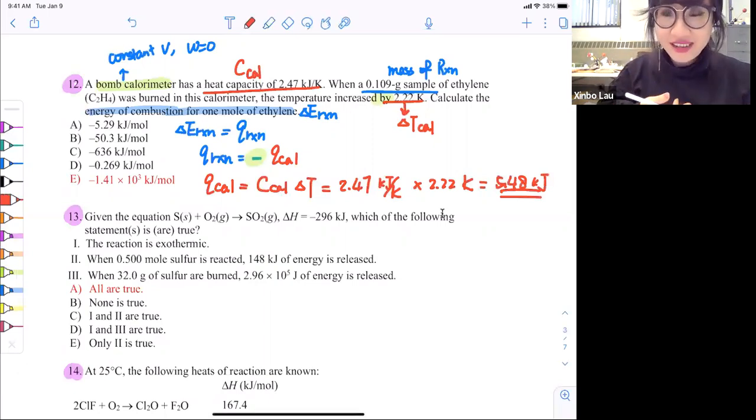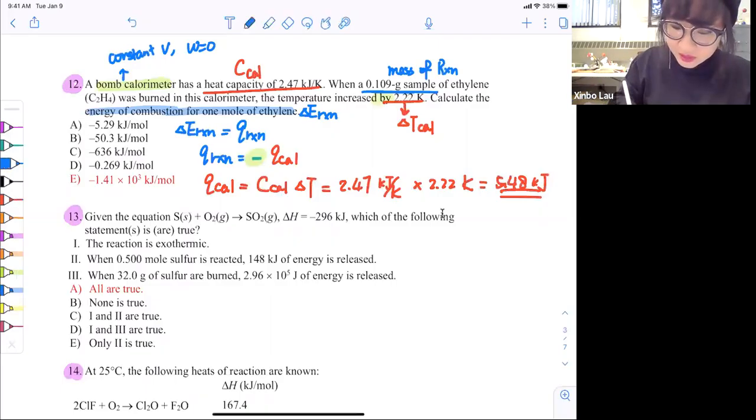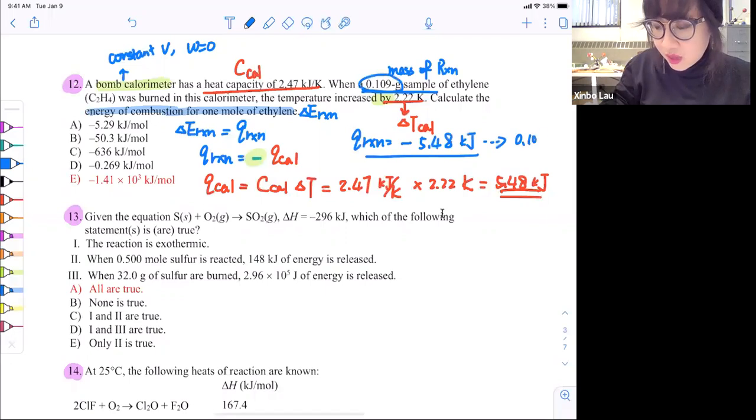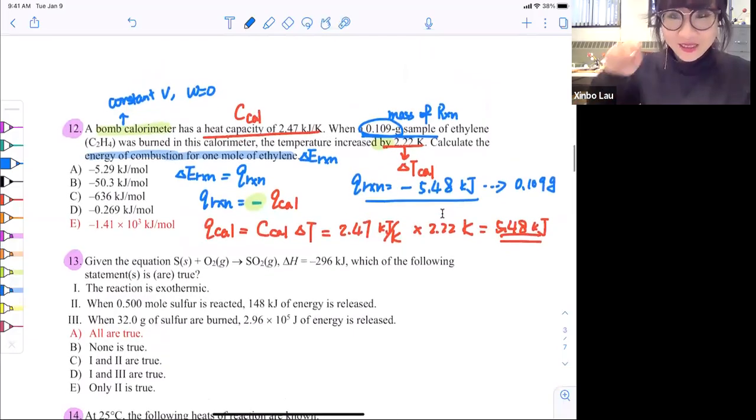So we know the reaction is releasing heat. We can simply get that the Q of the reaction equals negative Q of the calorimeter. So that will be negative 5.48 kilojoule, representing that our reaction is releasing heat. And this number is coming from burning 0.109 grams of the ethylene. But we wanted to know every 1 mole of ethylene. So what do I do? Well, I know what to do from this point.